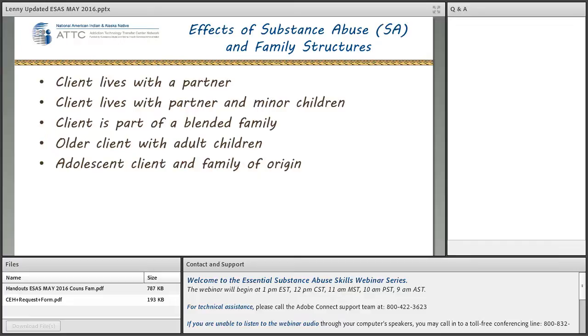So here are some of the effects of the substance abuse on family structures. Clients live with a partner. Client lives with a partner and minor children. Client is a part of a blended family. Older client with adult children. Adolescent client and family of origin.